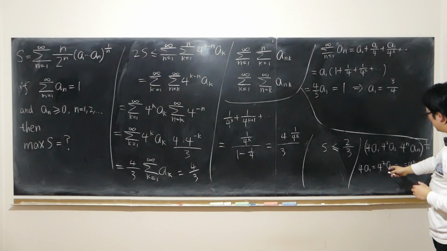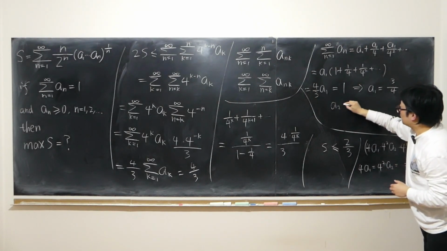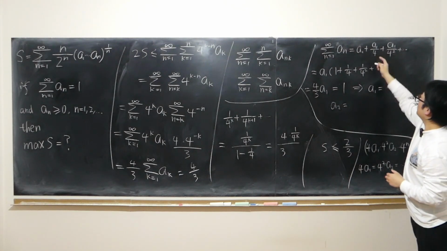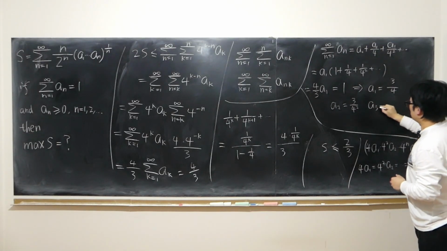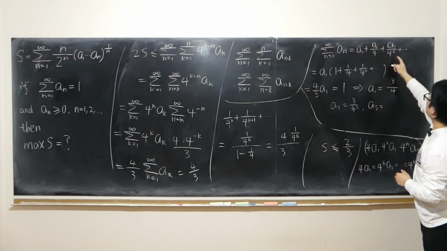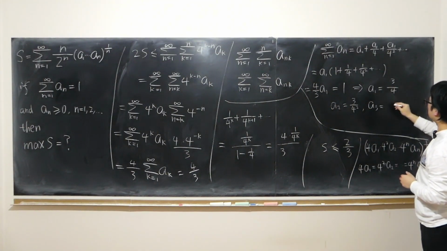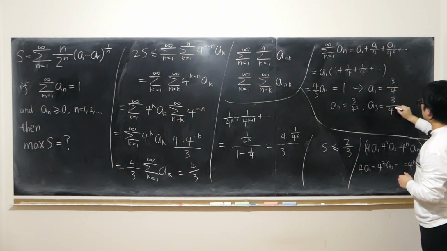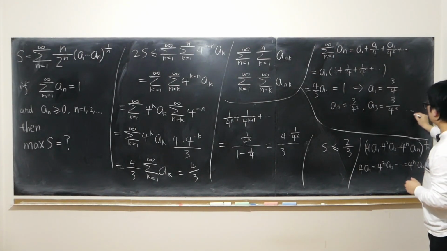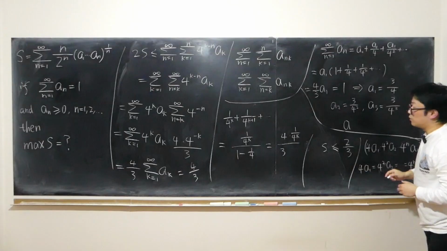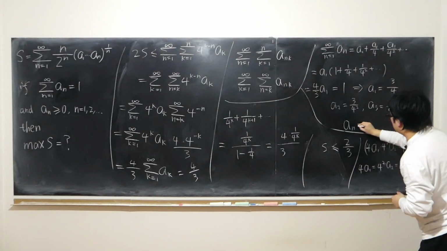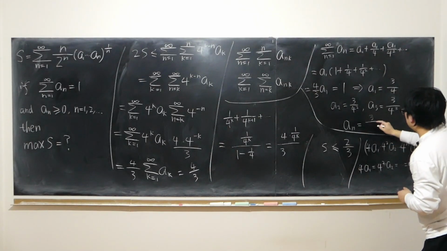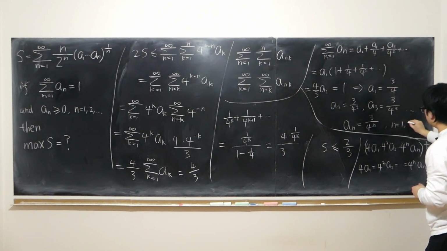Right? So in this case, like I said, immediately a2 is equal to a1 over 4. a3 is a1 over 4 to the power 2. So immediately 3 over 4 to the power 3. And the pattern is clear. So we reach the maximum value when, generally speaking, an is equal to 3 over 4 to the power n, where n is equal to 1, 2, all the way.